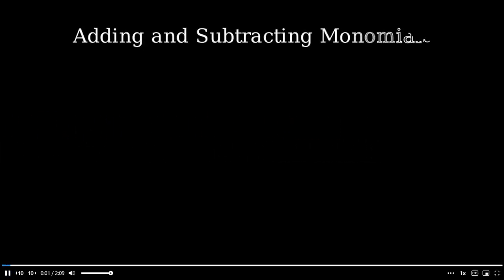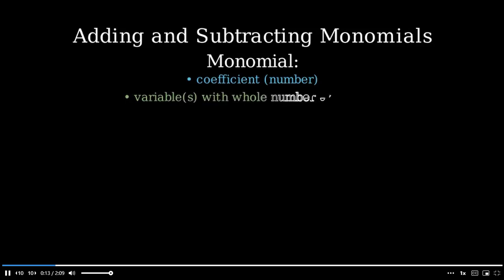Welcome! Today we're going to learn about adding and subtracting monomials. Let's start by understanding what a monomial is. A monomial is an algebraic expression that consists of a coefficient and variables raised to non-negative integer powers. For example, 5x^2, 3xy, and -2x^3y are all monomials.